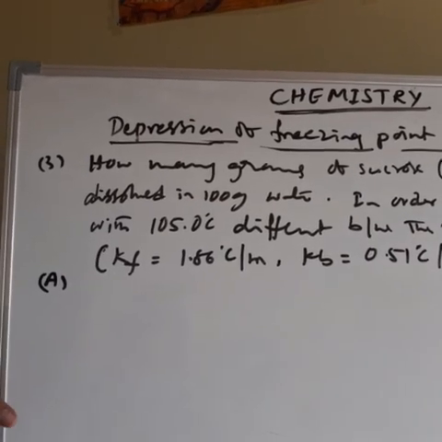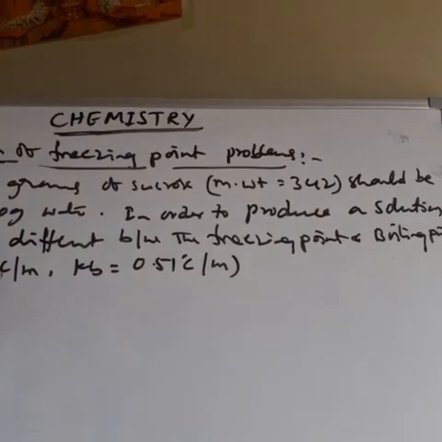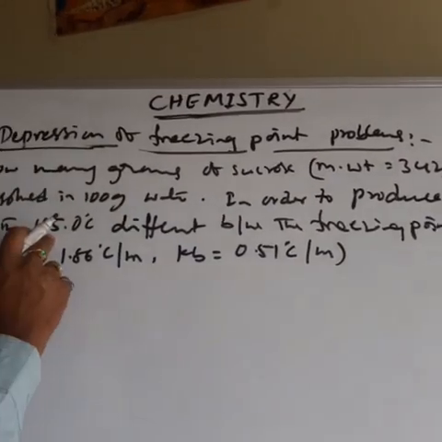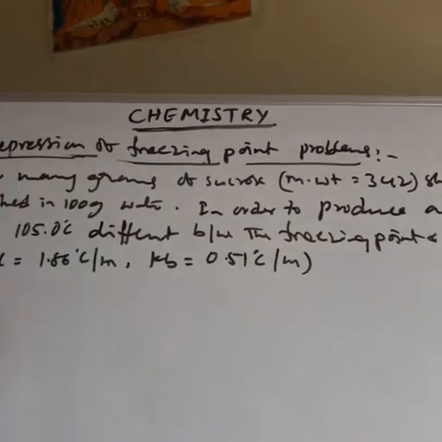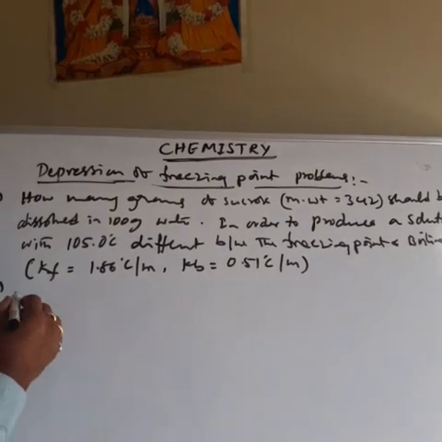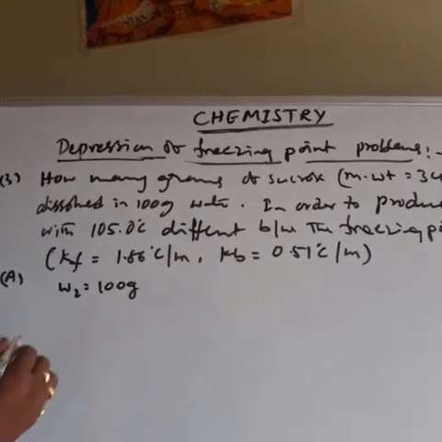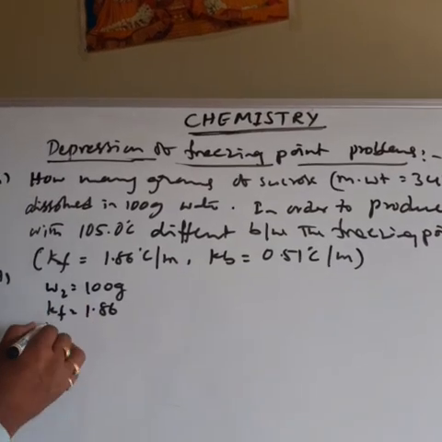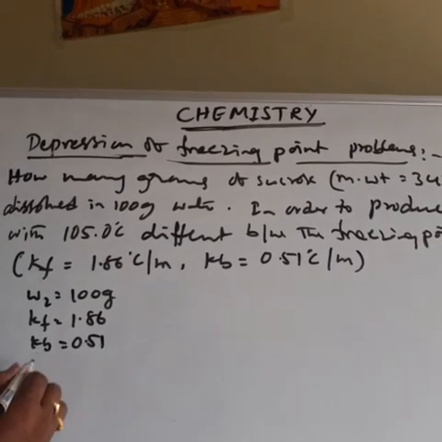Then see the next, third question. How many grams of sucrose should be dissolved in 100 gram of water in order to produce a solution with 105 Celsius degrees? That is the difference between freezing point and boiling point. Then Kf value, Kb value they given. First, what they given we have to find out. Write down here. Dissolved 100 gram means weight of solvent, what they given, 100 grams. Kf value 1.86 Celsius per mole. Kb value 0.51 Celsius per mole.